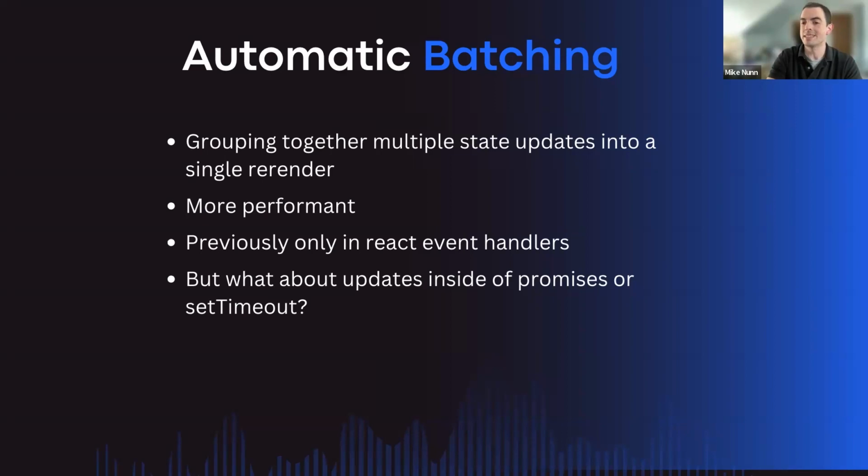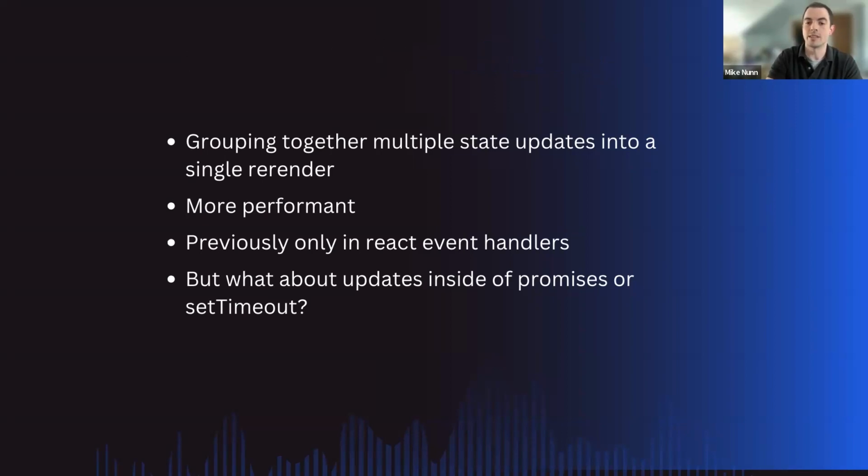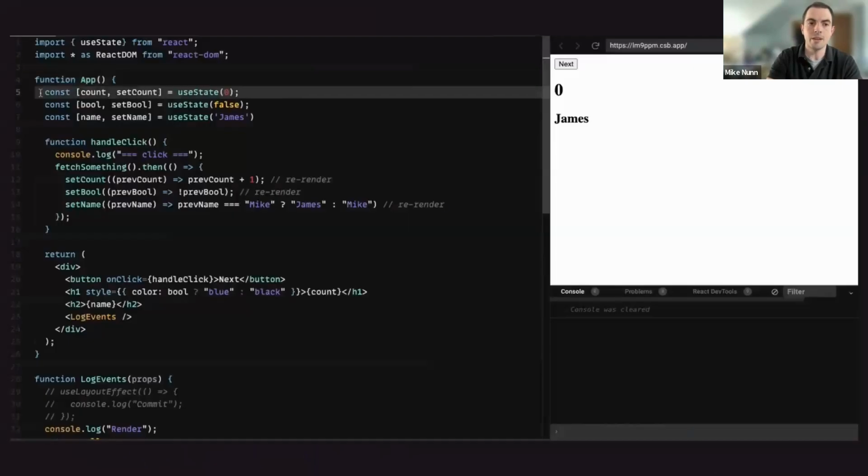Those state updates were always batched together, so you only rendered once. But what if inside that handle click function, we fetch some data? Well, let's take a look. Here in this app, we're declaring 3 states: count, Boolean, and name. And then we're going to render to the UI a button that we're going to click on, which is going to show our count and our name. And there's also this log events component that I'll get into.